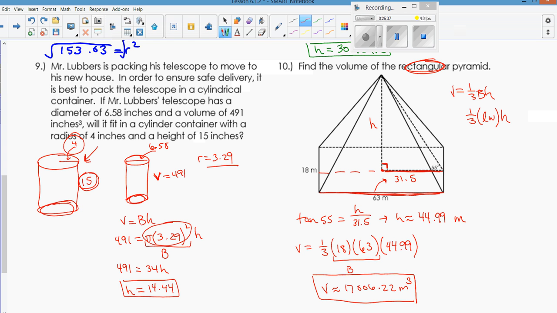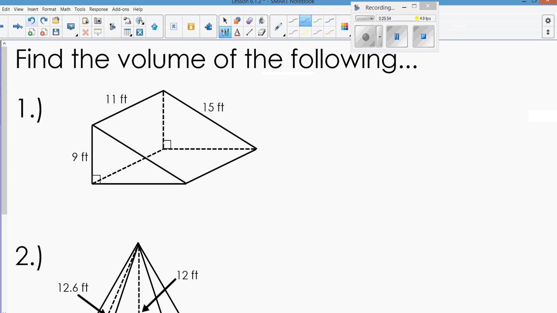Alright, so you guys really need to pay attention now to your units. Is it meters? Is it meters squared? Is it meters cubed? Anytime you have volume, it's cubed. Anytime it's area, it's squared. And anytime it's the length of a base, a radius, a diameter, it's always just going to be your meters or your inches or feet. Okay? Alright. We already talked about that.